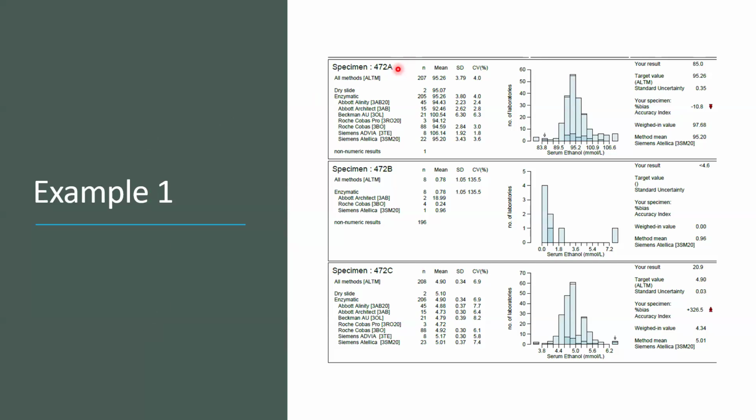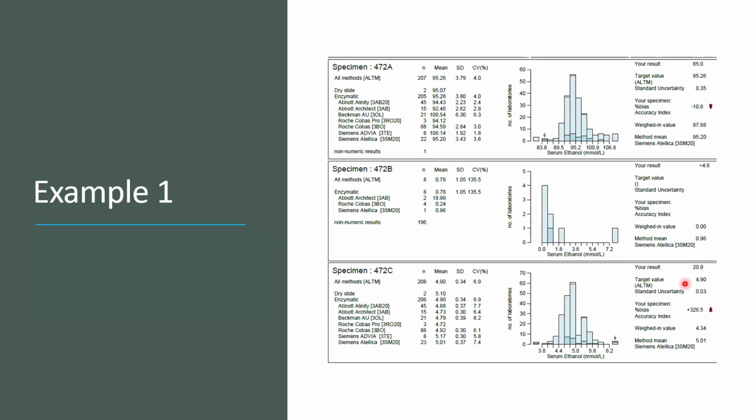So for example, here we have 3 samples for ethanol, at different concentrations: higher, lower, and medium concentration. And we can see a negative bias at the high range of the assay. However, for the mid-range of the assay, there has been a really high bias, 300% positive bias, which is quite unusual because the target was 4.9 and our result was 20.9.